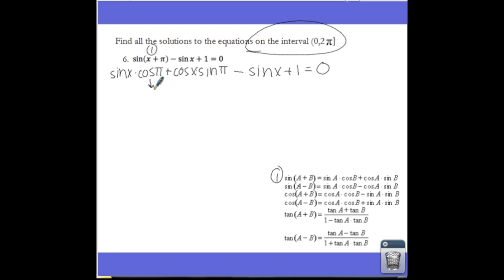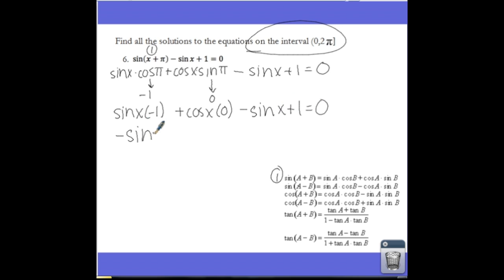Looking at the things that we know, cosine of pi is negative 1 and sine of pi is 0. So then we have sine of x times negative 1 plus cosine of x times 0 minus sine of x plus 1 equals 0. Alright, so then let's multiply it out, and we have negative sine of x, and then cosine of x times 0 is 0, so that cancels, minus sine of x plus 1 equals 0.